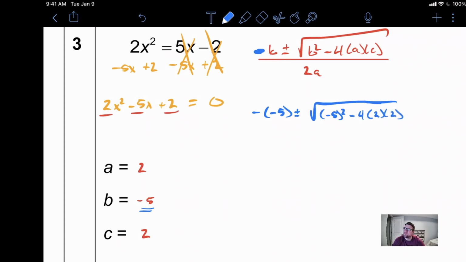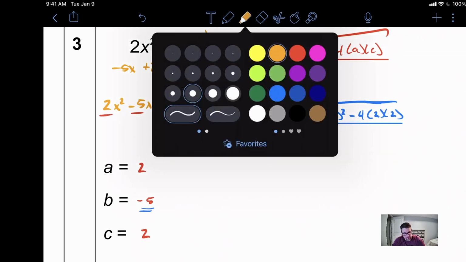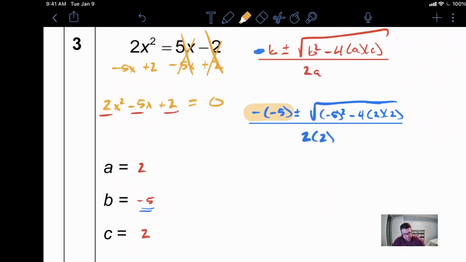Okay, so now let's keep cruising. This is all over 2a. So 2 times 2. So let's just do the easy simplifying first. Negative 5 makes that into a positive 5, plus or minus, then we have that square root. We're going to figure out the square root in a minute. And then on the bottom, 2 times 2 is just 4.